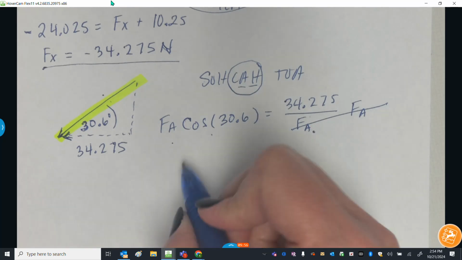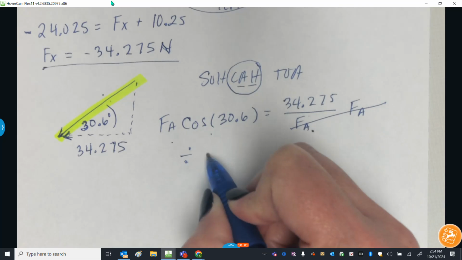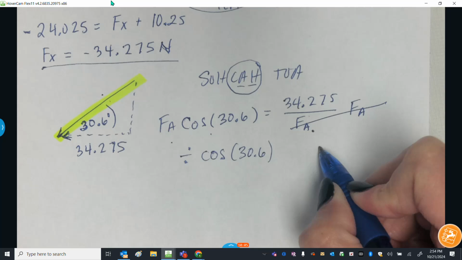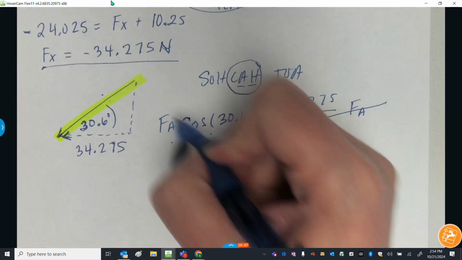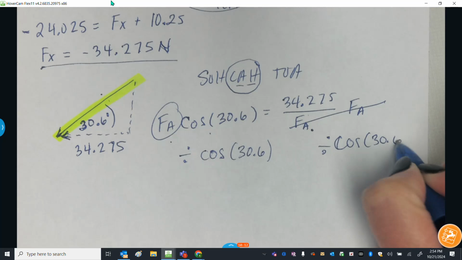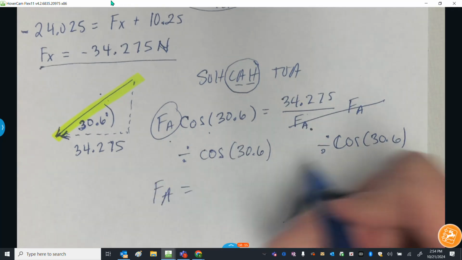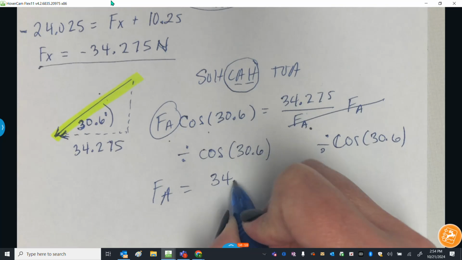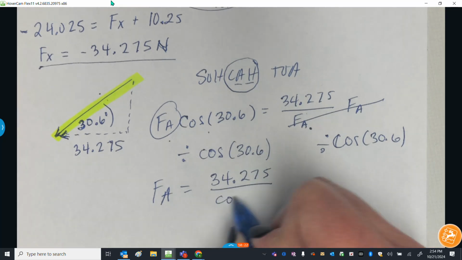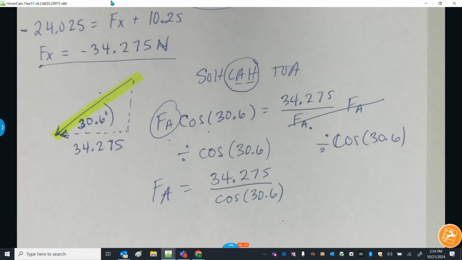And from here, we're going to divide both sides by cosine 30.6. And we're doing that so that we can isolate our variable and have that all by itself. And so this is what you end up with: FA equals 34.275 divided by cosine 30.6. And if you put that in the calculator, that's going to give you the answer.